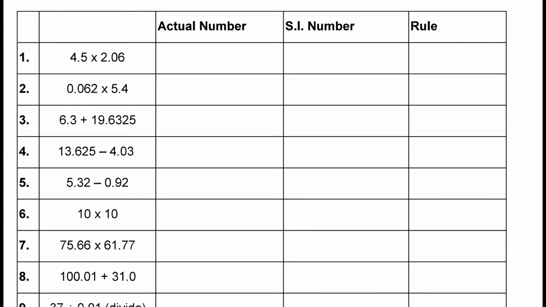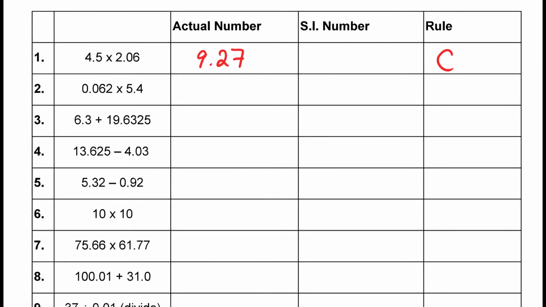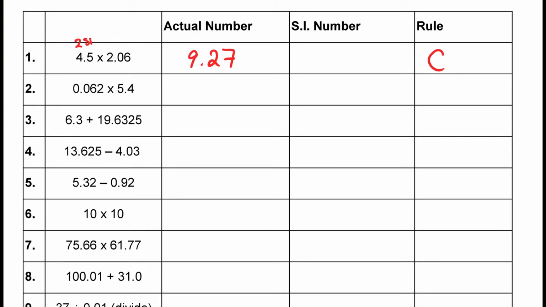So let's try this out and let's do some examples. When I take 4.5 and I multiply it by 2.06, I get on my calculator 9.27. But should it stay as 9.27? Let's see. Because we're multiplying and dividing, we're going to use the certainty rule, and we should round to the lowest number of significant digits. Here we've got 2 significant digits. Here we've got 3 significant digits. So we're going to round to 2 significant digits. Should the 9.2 stay as a 9.2?